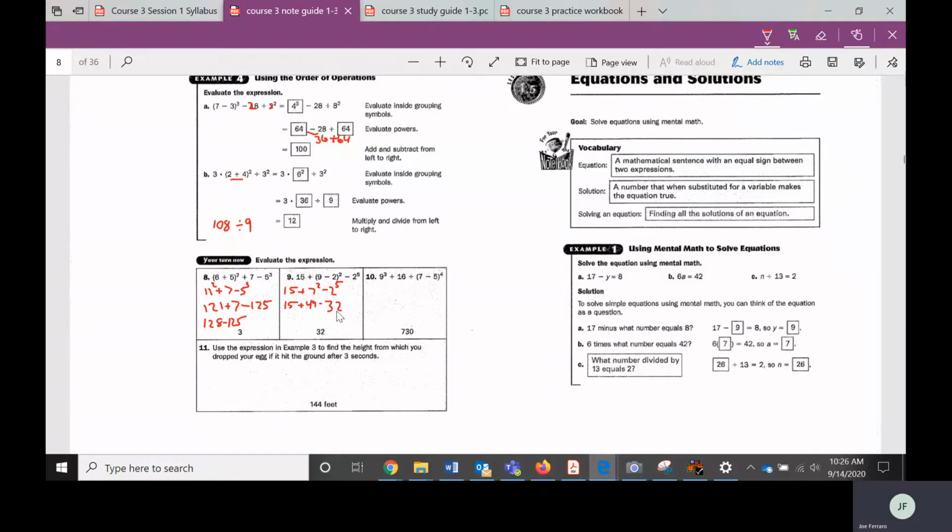Okay, so now work left to right. 15 plus 49 is 64. Minus 32 equals 32.